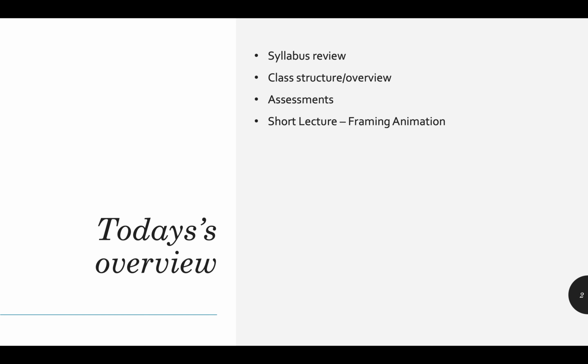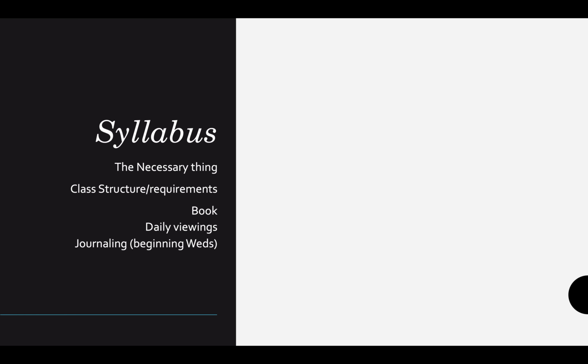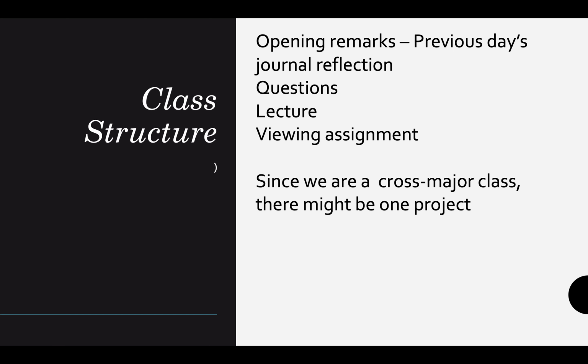So today, we've done the syllabus, and I'm going to give you a little bit of class structure, and then we will talk about framing animation. I have two or three books, and every day we're going to assign some readings, have some daily viewings, and at the end of the first week we will start journaling. I'll look at everybody's journal on the first day, get some questions, and then lecture, and then I will assign the reading and the viewing assignment.